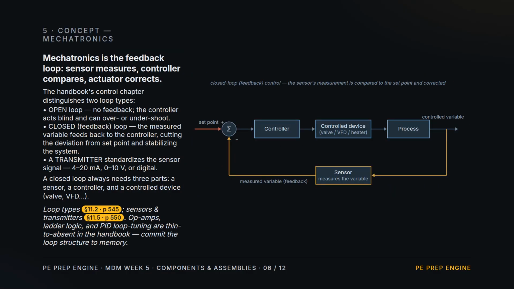Concept 5. Mechatronics, the control loop. The handbook draws the line between open and closed loops. An open loop acts blind and can overshoot. A closed loop feeds the measured variable back to the controller, shrinking the deviation from set point. Every closed loop needs 3 parts: a sensor to measure, a controller to compare against the set point, and a control device, a valve, damper, heater, or variable speed drive, to act. A transmitter turns the sensor's output into a standard 4 to 20 mA or 0 to 10 volts signal. Op-amps and ladder logic are thin in the handbook.